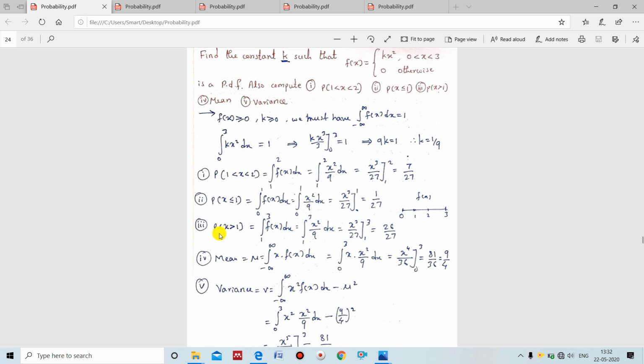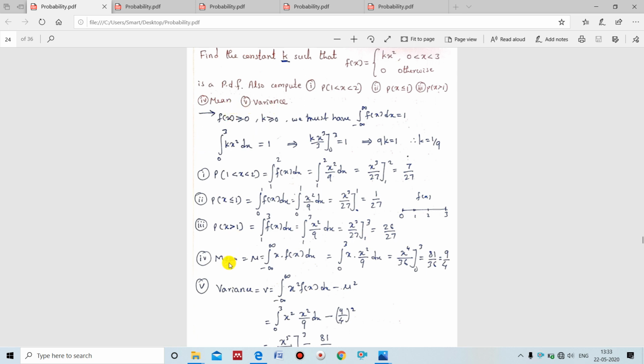Then one more condition is the probability that x is greater than 1, meaning the minimum point is 1. What is the upper point? In the question they have given upper as 3 and lower as 0. Outside of this the value of f of x is 0. So integration from 1 to 3 of f of x dx, where f of x is x square by 9. Integration of x square by 9 gives x cube by 27. Put the limiting points 3 and 1, and we get 26 by 27.